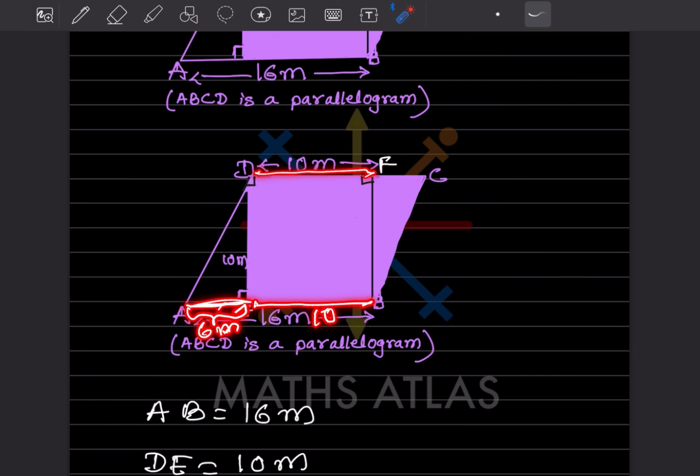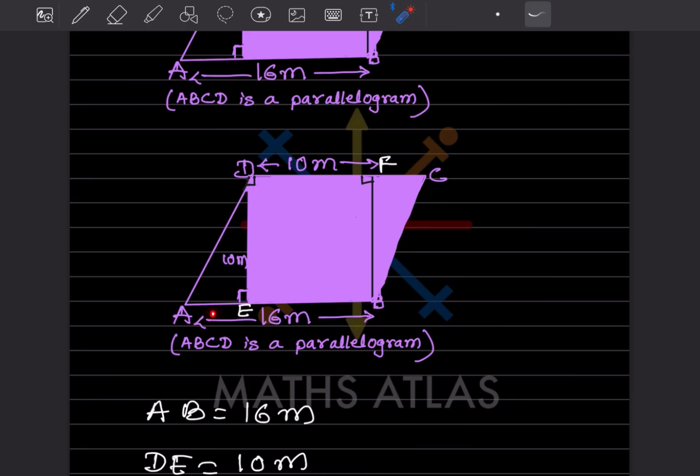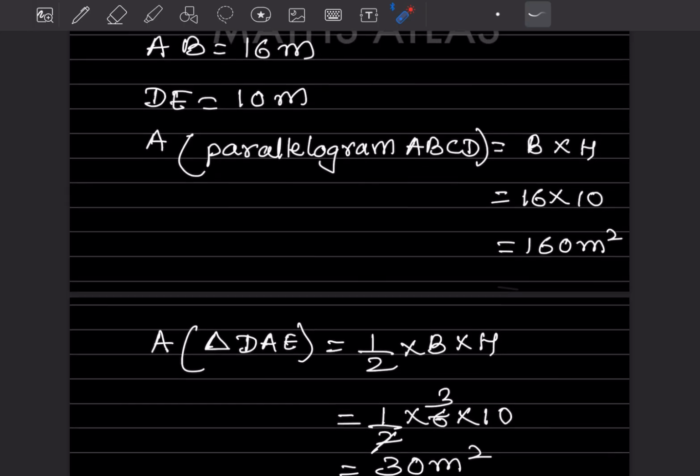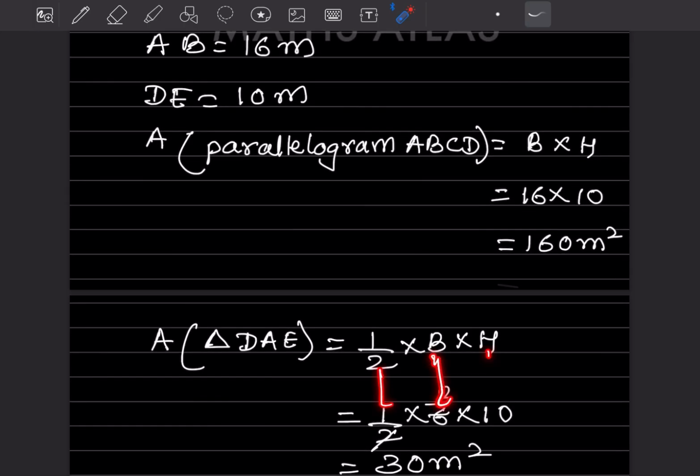Hope this is clear, because we know this is 10, so the remaining is 6, because the whole thing is given as 16. We need the base of this because we want to find the area of this triangle. So you will write here half into base, that is 6, into the height, 10. When you cancel and simplify, this is going to be 30 meter square.